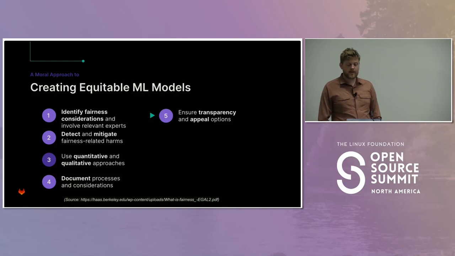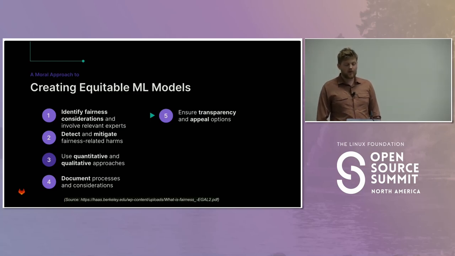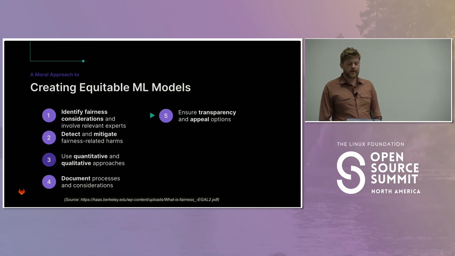While it may be impossible to create a perfectly fair machine learning model, detecting and mitigating harm is a mandatory goal. Documenting processes and considerations, as well as utilizing quantitative and qualitative approaches, can help ensure transparency and accountability. By taking a holistic approach that prioritizes fairness, machine learning models can become a tool that is truly equitable. Below I've outlined the framework that can provide guidance when attempting to create a machine learning model.